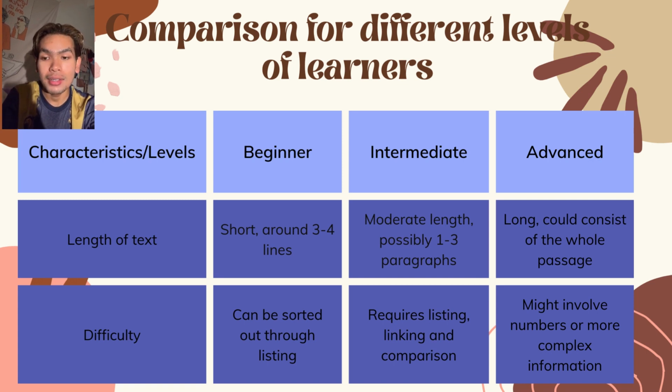And then for the advanced, it might involve numbers or more complex information. Different from the intermediate and the beginner, advanced students may be given more complex information. It may consist of numbers, graphs, or any information that is far more difficult compared to beginner and intermediate. As for the advanced students, they need to link the information together in order to find the most suitable and the best answer.